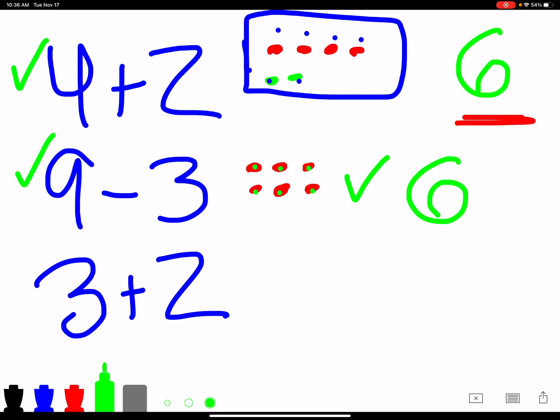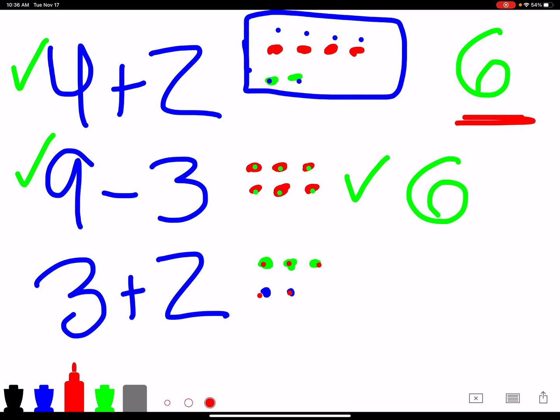And then our last equation, we have 3 plus 2. So we want to draw 1, 2, 3, and then plus 2 would be 1, 2. Let's count up to see what the total dots is. Since this problem is showing an addition sign, a plus sign, that means we're going to put the green and blue dots together. So we're going to count 1, 2, 3, 4, 5.